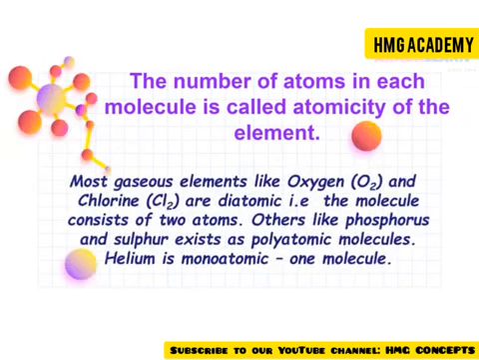Most gaseous elements like oxygen and fluorine are diatomic, that is, they consist of 2 atoms. Others, like phosphorus and sulfur, exist as polyatomic molecules, that is, they have 3 or more atoms. Helium is a monatomic molecule, that is, it comes with only 1 atom per molecule.